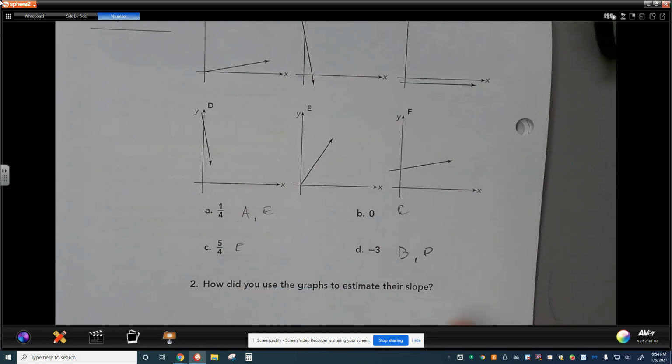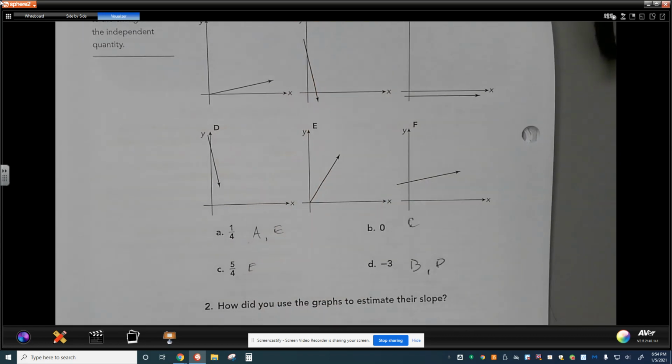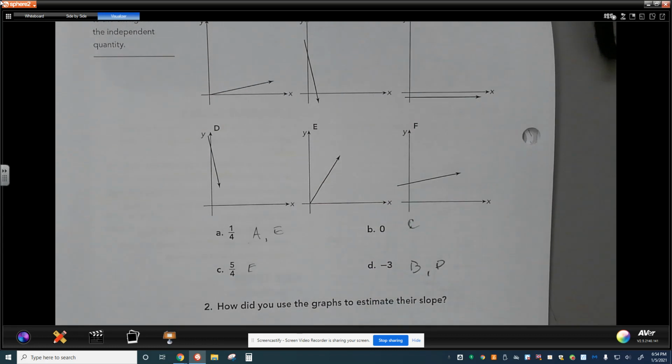B, negative slope. Has to be matched up with the negative slope. But again, it's also a very steep negative slope. Graph C, it's not sloped at all. There's zero slope to it. So that's a pretty easy one to recognize.